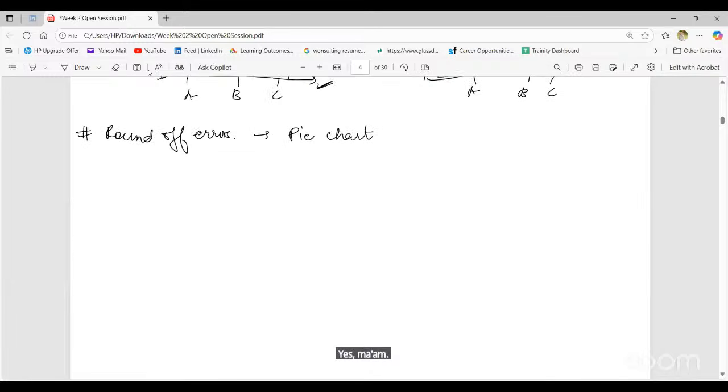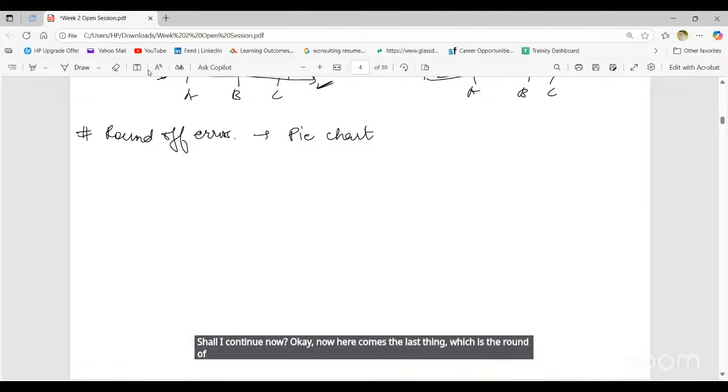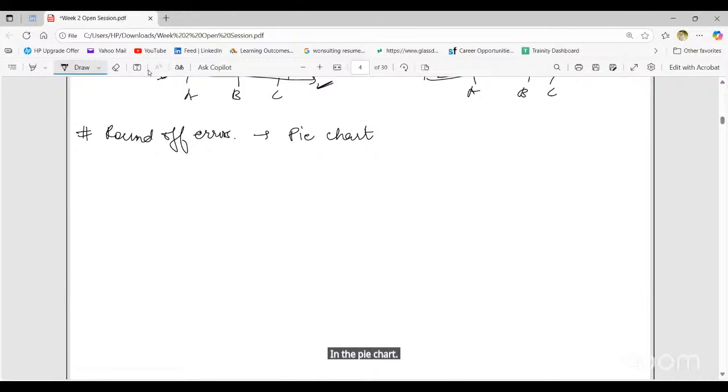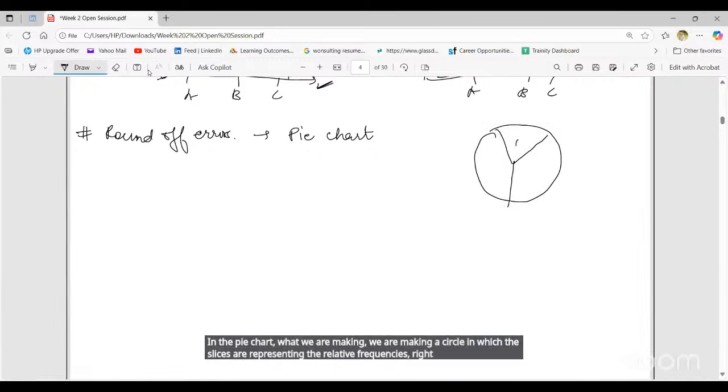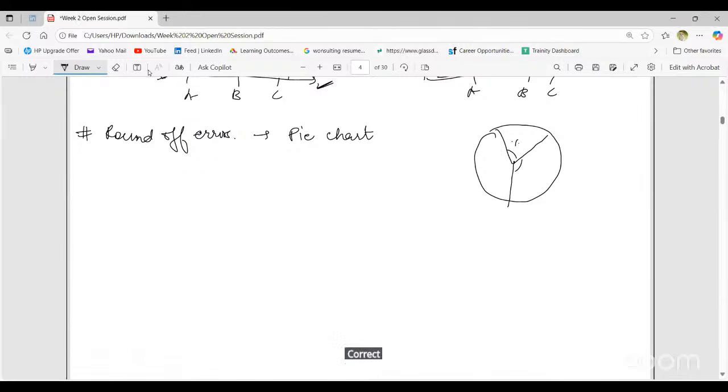Now here comes the last thing, which is the round-off error. Round-off errors are basically in the pie chart. In the pie chart, we make a circle in which the slices represent the relative frequencies, or the percentage form. Correct?